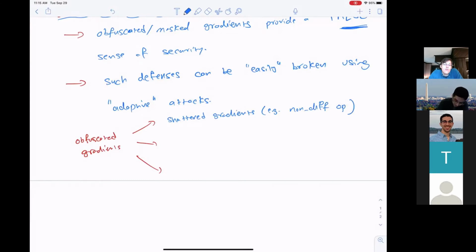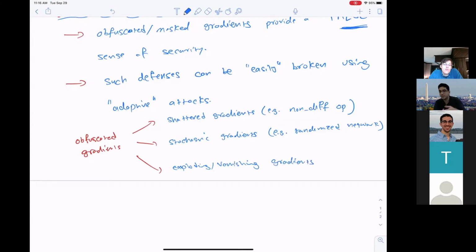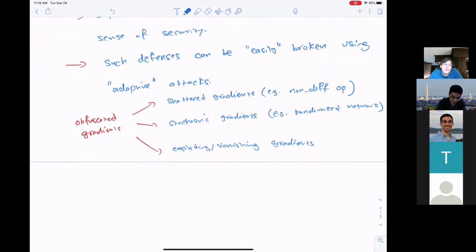Sometimes you have stochastic gradients, for example, when you're using a randomized network. For instance, you can say, oh, I'm going to drop out some nodes and edges in my forward path. So the gradient computation in the backward path would be stochastic. And you can also have exploding or vanishing gradients, especially if, in a recursive way, you are using one network as the input to another network, so you can have vanishing or exploding gradients. Right, so these are, roughly speaking, some sources of gradient masking or obfuscated gradients that they have identified.